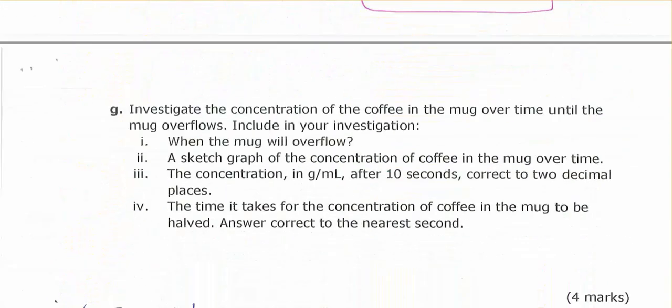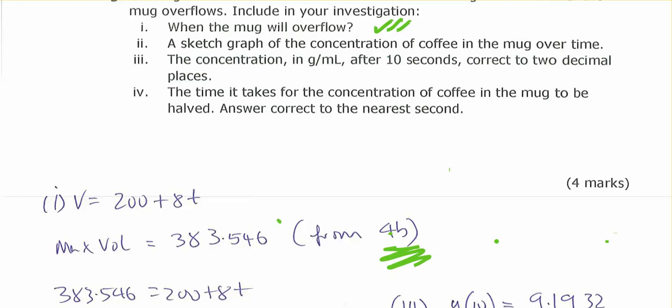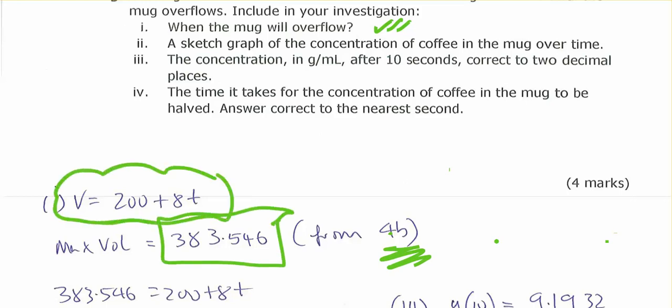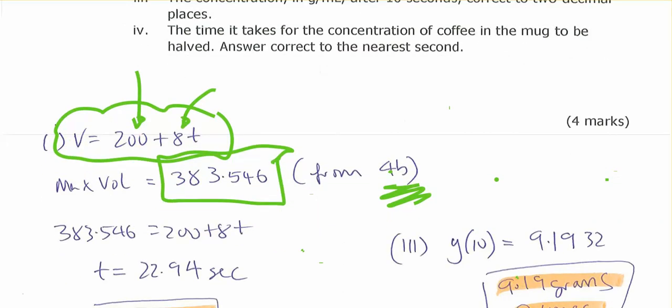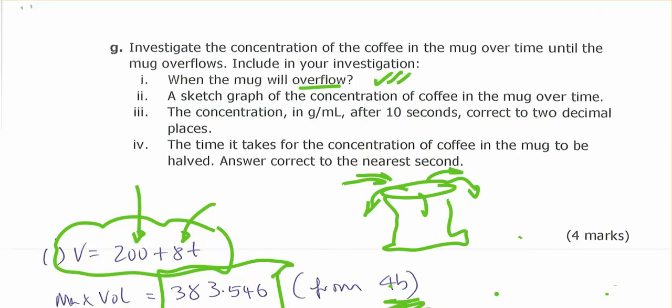Then in G, you're asked, when will the mug overflow? Well, we know from right up in 4B that the total volume is this. This is the amount, the 200 that she poured in, plus the extra 8 per second. Therefore, it's going to take 22.94 seconds to overflow. That is, you've got this mug, you pour water in, you pour water in. When it overflows, that is, it's full, that's what we mean by overflow.